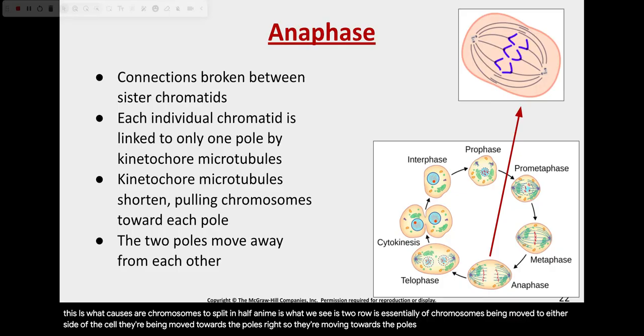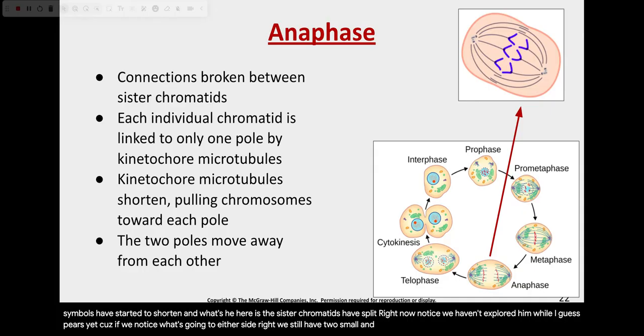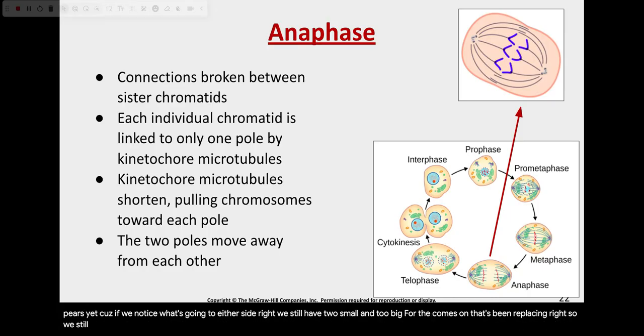All right, still don't have a nuclear envelope. Mitotic spindles have started to shorten. And what's key here is these sister chromatids have split. Now notice we haven't split apart homologous pairs yet. Because if we notice what's going to either side, we still have 2 small and 2 big. We've just simply split apart the part of the chromosome that's been replicated. So we still have homologous pairs.